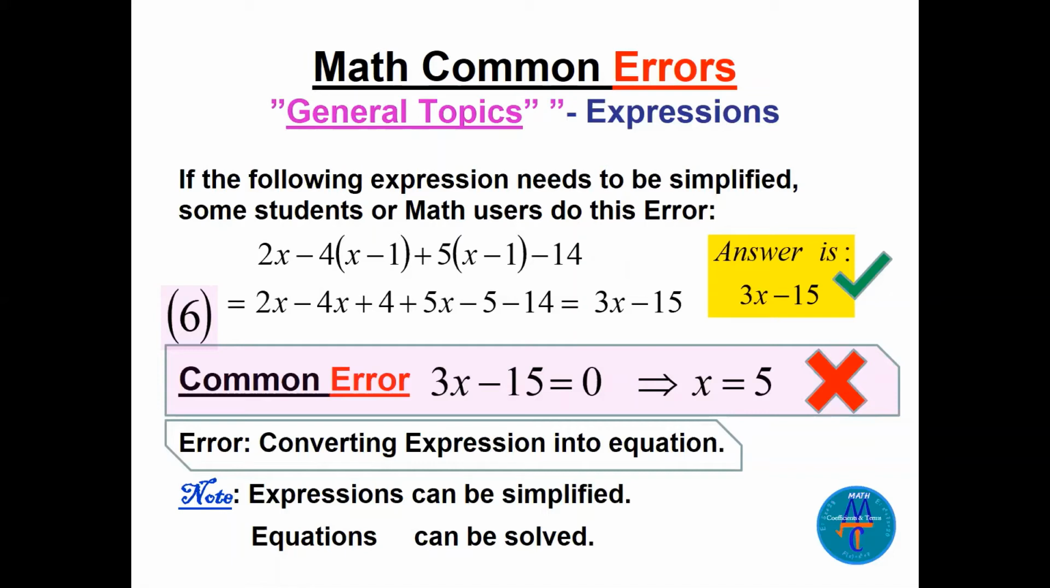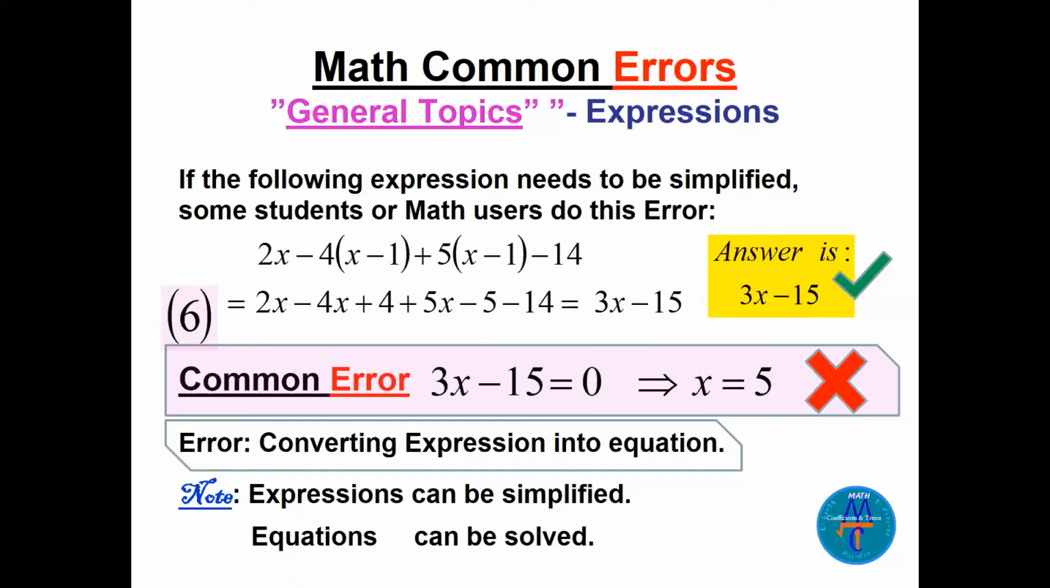Now, if we say simplify the expression, that means expand, distribute the minus 4 and the 5, add the like terms, combine everything. So 2x minus 4x minus 1, minus 4 plus 4, 5x minus 5 minus 14. Add the x's together: 2x, minus 4x, plus 5x is 3x, and then minus 15. See, that's the answer: 3x minus 15. If the question is simplify the expression, you stop here at the yellow.